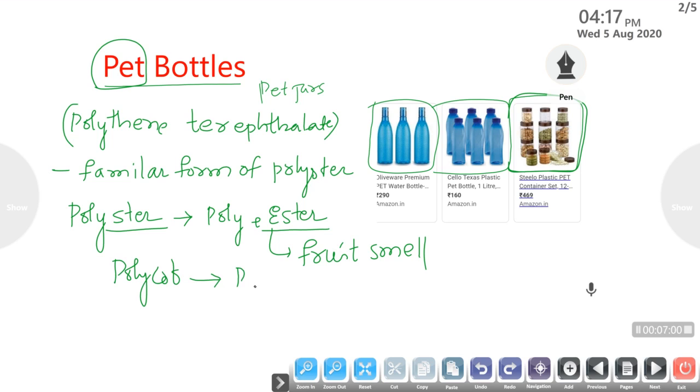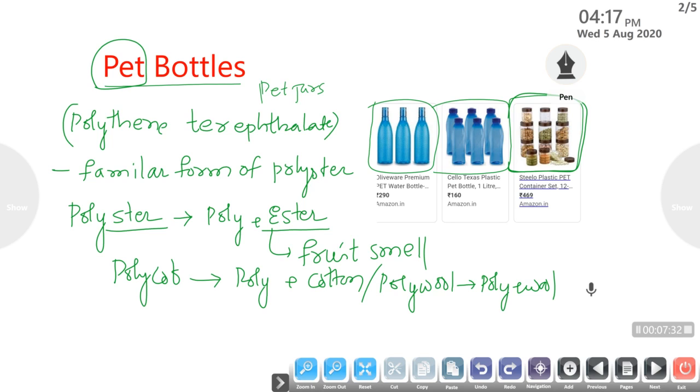Here polycot is designed by polyester plus cotton. Polyester plus cotton. In the same way, here poly wool. So poly wool means polyester plus wool. It becomes poly wool. In the same way, so many different types of polyester items we can use in our daily life.